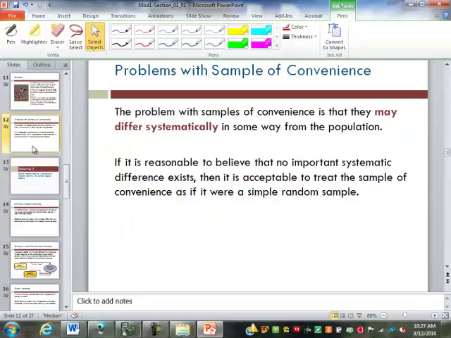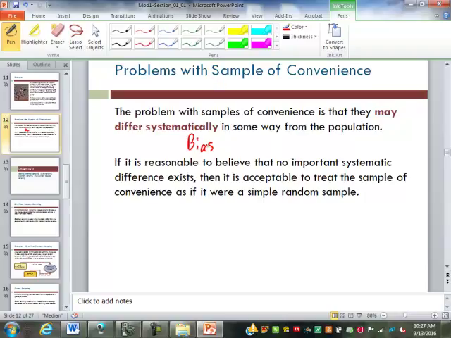The problem with samples of convenience is they may differ systematically in some way from the population. That is what we call bias. Bias is a difference between the characteristics of the sample and the characteristics of the population. We try to eliminate as much intentional bias as we can, and we try to reduce the probability of bias. But we can never eliminate the probability of bias. There's always a possibility. The only way to completely eliminate bias would be to know everything about the population and to choose the sample to exactly represent that.